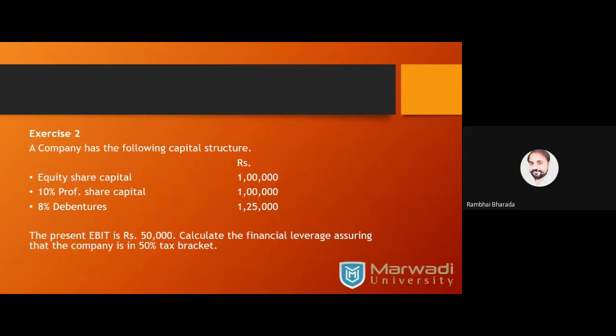Exercise number 2 for financial leverage. A company has the following capital structure: equity capital 1 lakh, 10% preference capital 1 lakh, 8% debentures 1,25,000. The present EBIT is rupees 50,000. Calculate the financial leverage, assuming that the company is in the 50% tax bracket.